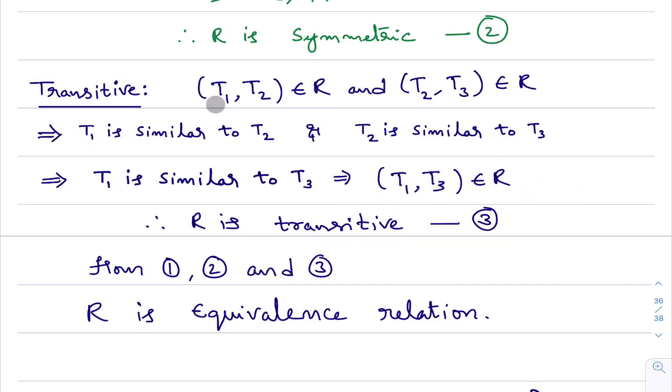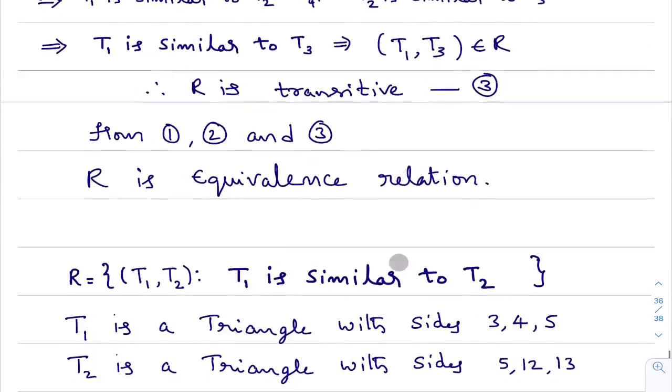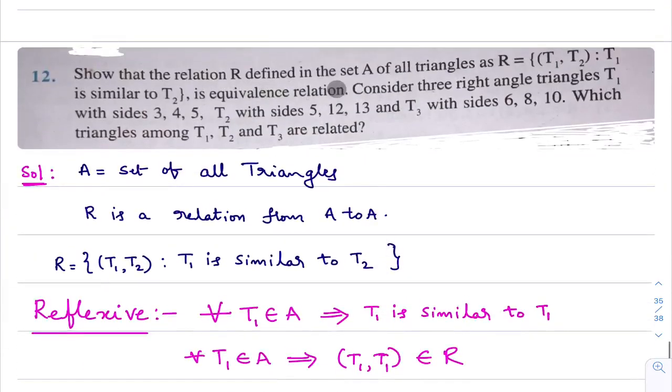So, as I consider (T1, T2) and (T2, T3), I came to know that (T1, T3) belongs to the relation. From this, observe the first one: it is reflexive, it is symmetric, it is transitive. From this I can say this is an equivalence relation. So in this question I proved till here. Now you observe this further.